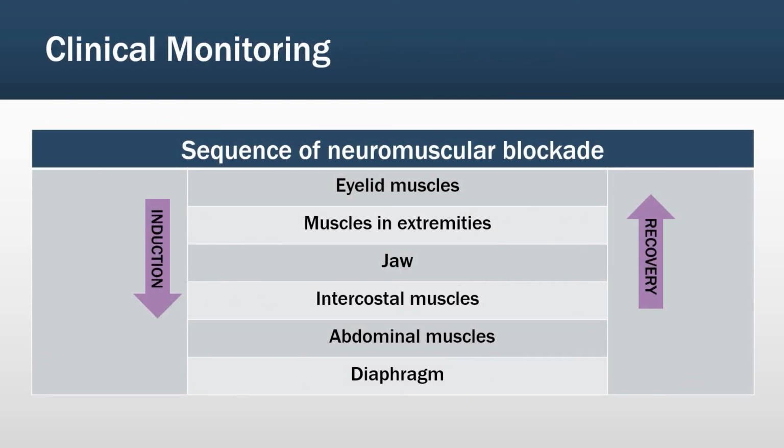As mentioned previously, when we administer a neuromuscular blocking medication, there is a predictable sequence to paralysis of the muscles. We begin with the muscles of the eyelid, followed by the muscles of the arms and legs, then the jaw, intercostal muscles, abdominal muscles, and finally the diaphragm. The process of recovery is the same in the reverse order, so depending on the clinical signs you are seeing, you can extrapolate the depth of paralysis.